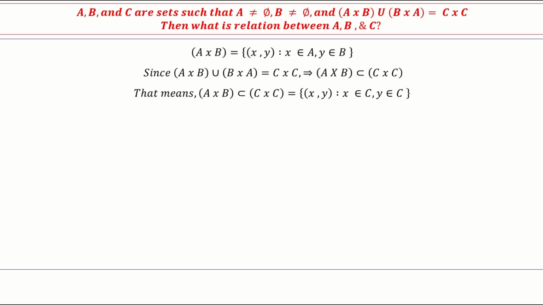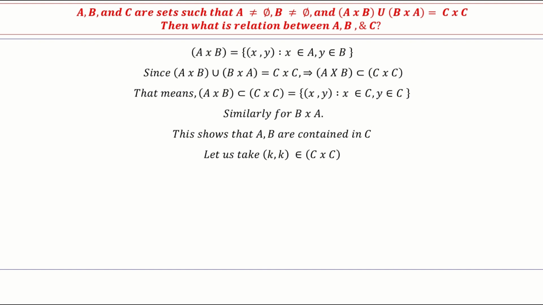So (x, y), x belongs to C and y also belongs to C. Both belong to C. Correct? Because it is a subset of C cross C. So similarly, if you take B cross A, both the elements belong to C cross C. This shows that A and B are contained within C.